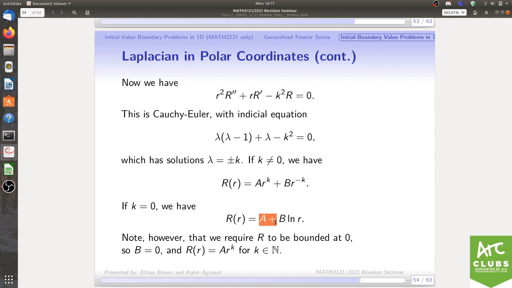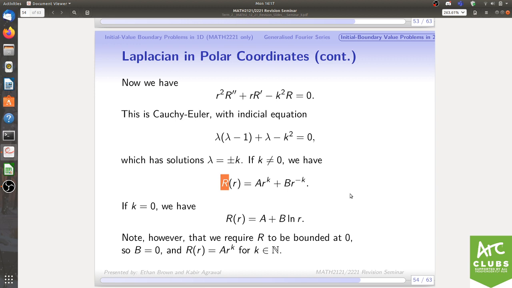So your solution is of the form constant plus b times log of r when k was equal to 0. And if k was not equal to 0, then your value for r is given by a r to the k plus b r to the negative k, as per normal, because those are two distinct solutions. Now, okay, so that's most of the hard part done.